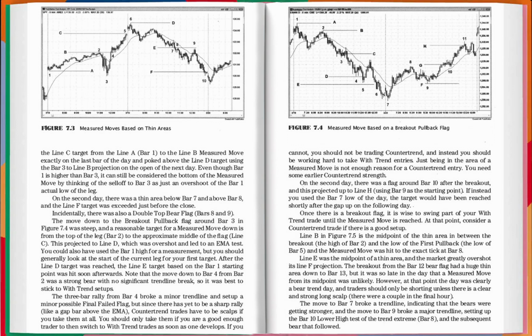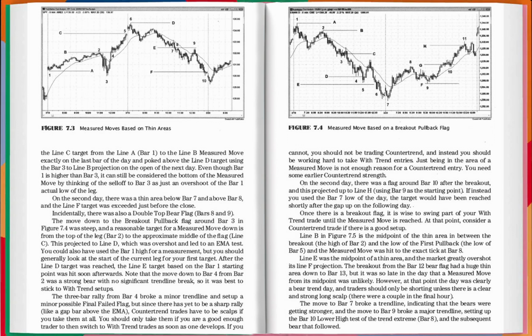The move down to the breakout pullback flag around bar 3 in figure 7.4 was steep, and a reasonable target for a measured move down is from the top of the leg bar 2 to the approximate middle of the flag, line C. This projected to line D, which was overshot and led to an EMA test. You could also have used the bar 1 high for a measurement, but you should generally look at the start of the current leg for your first target.